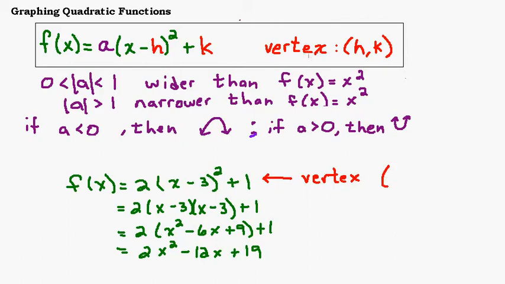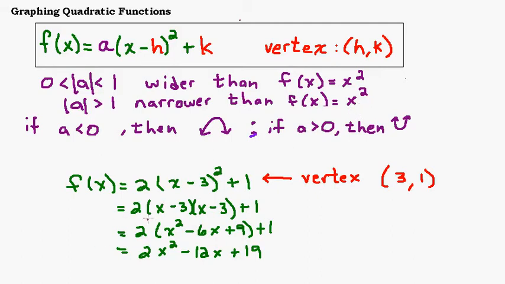And that vertex would be what? Let's see, our h value is 3 because we have a minus 3, which corresponds with our formula. h is 3, and our k value is 1. So my vertex is at (3, 1). And I know from my a value, being a positive 2, that my parabola is going to open up, and it's going to be narrower than f of x equals x squared.